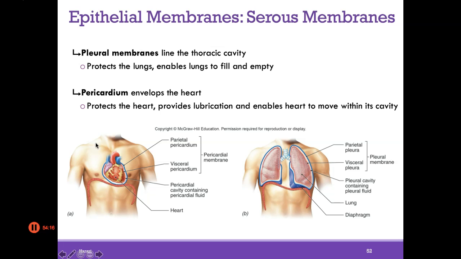The pericardium envelops the heart. So it protects the heart and provides lubrication to allow the heart to move and beat within its cavity. Again, we have the parietal pericardium and the visceral pericardium. And in between, there is pericardial fluid. Right? That serous fluid actually comes from blood. So that's where it's derived from blood serum. That's where serous membrane comes from.